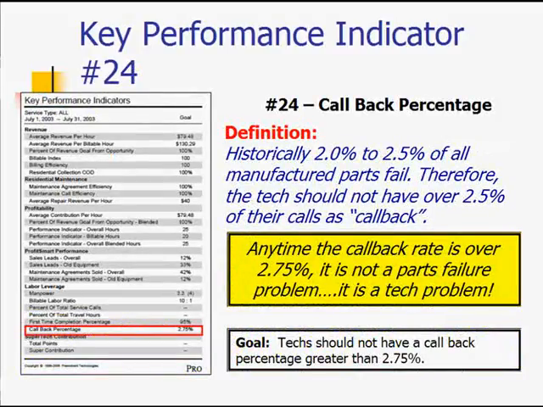Key performance indicator number 24, callback percentage. Historically, we know that all manufactured parts typically fail 2% of the time. So what we're going to do in our key performance indicator here is say, okay, we'll give the tech a little bit of slack. Rather than 2%, we're going to give him 2.75%. So what we're saying is any time they have callback percentage higher than 2.75%, guess what? That's not a part failure. That's an improper installation. And our tech's going to need some training. So our key performance indicator is 2.75% in terms of our callback percentage.